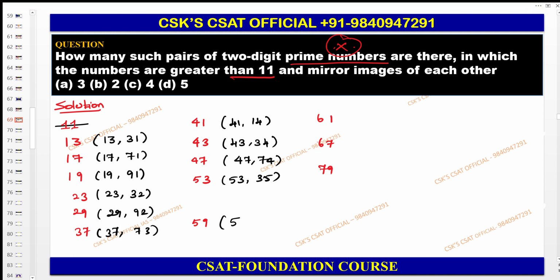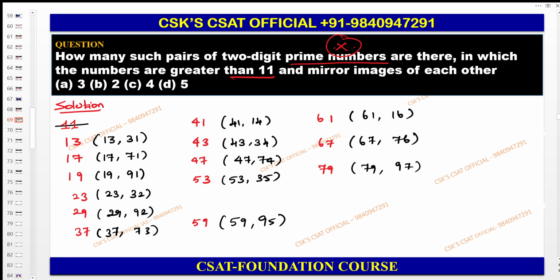Now 59, here 95. Now here you can go 61, 16. Next one 67, then 76. Now 79, here 97. Now here, how many such pairs are there where the numbers create a mirror image of each other?